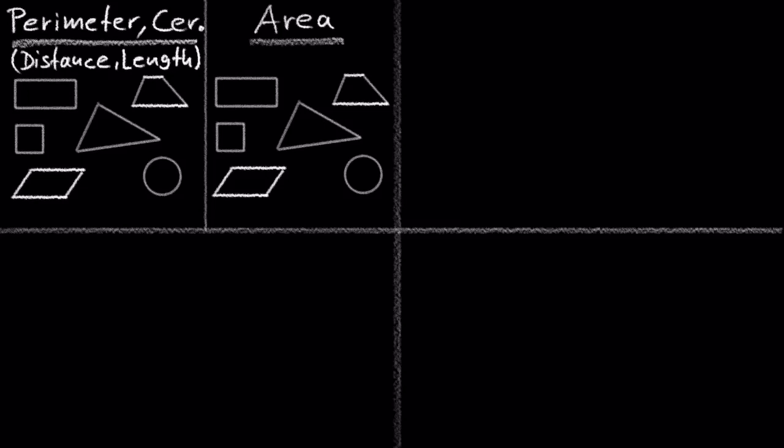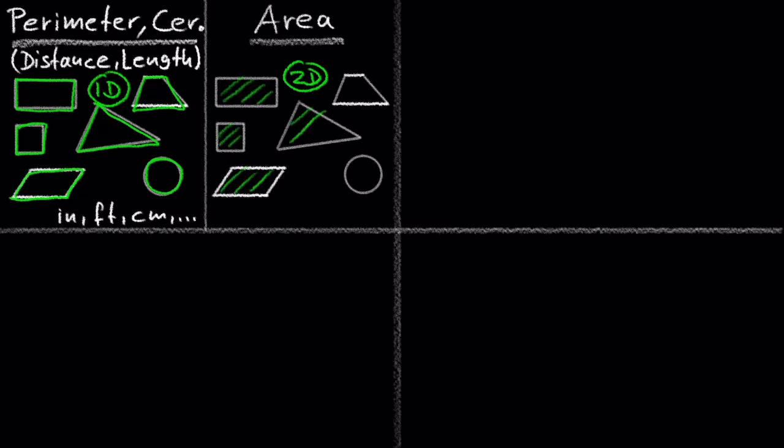In our previous videos, we dealt with perimeters and circumferences, which are one-dimensional quantities, which we usually call distance or length. We used inches, feet, centimeters, and so on. Then we dealt with areas, which are two-dimensional quantities, where we used square inches, square feet, square centimeters, and so on.